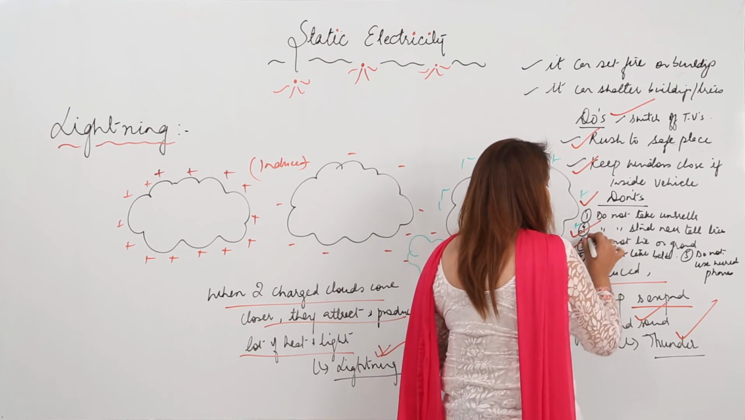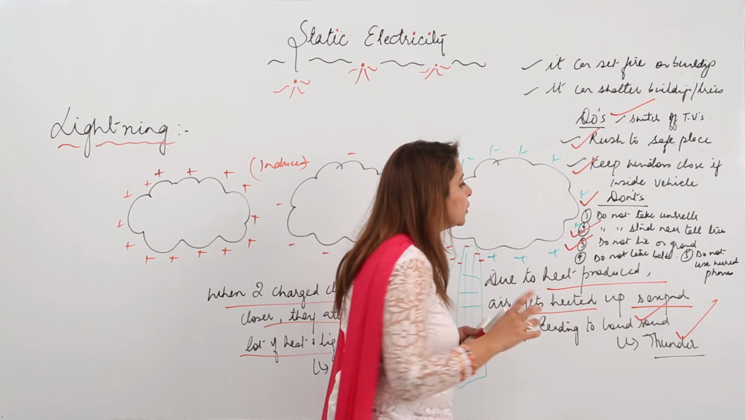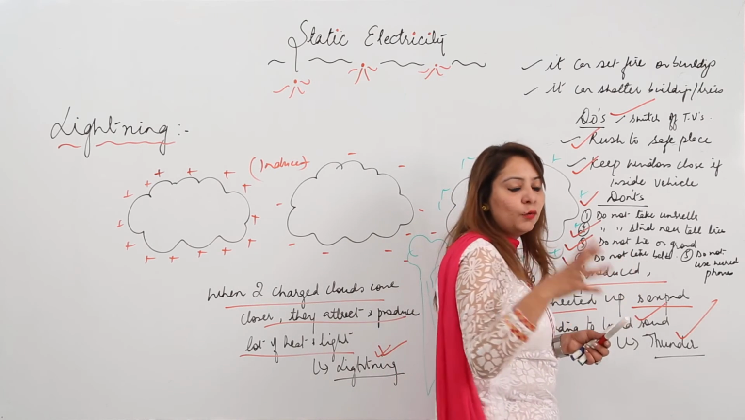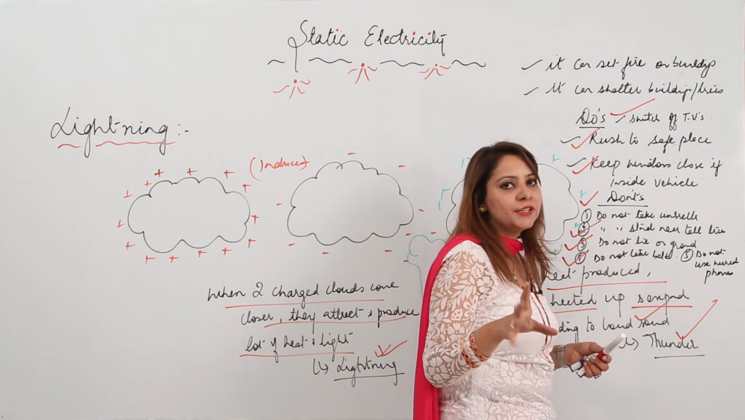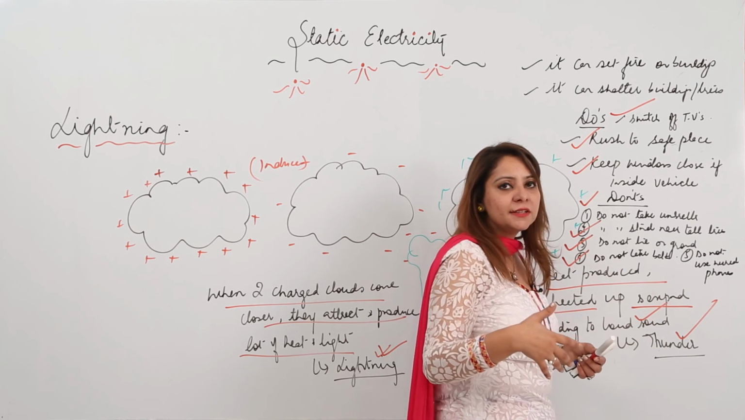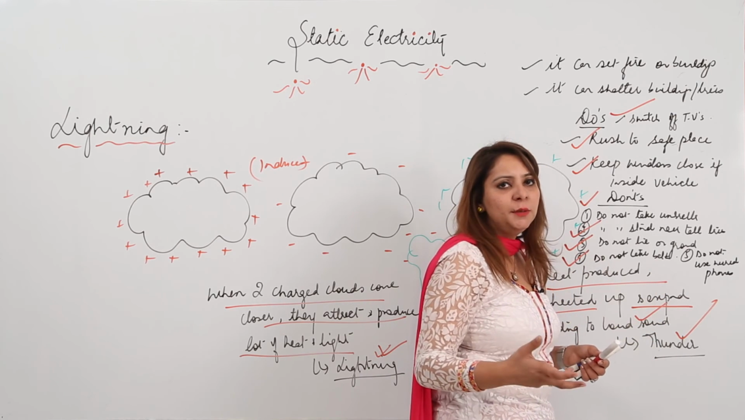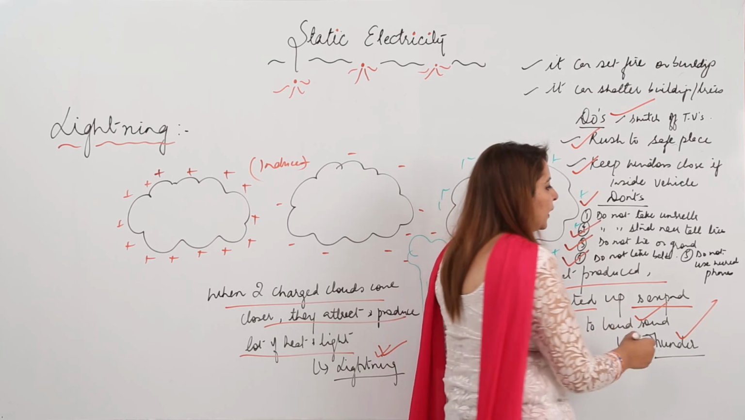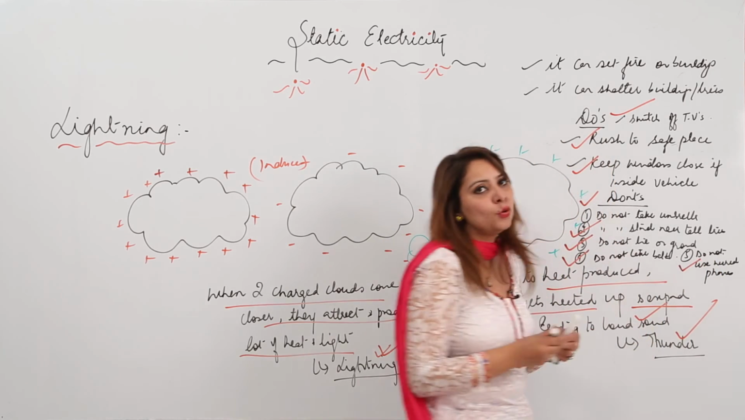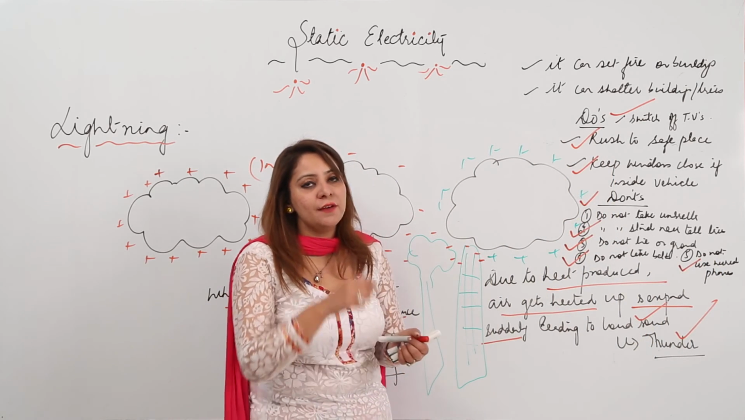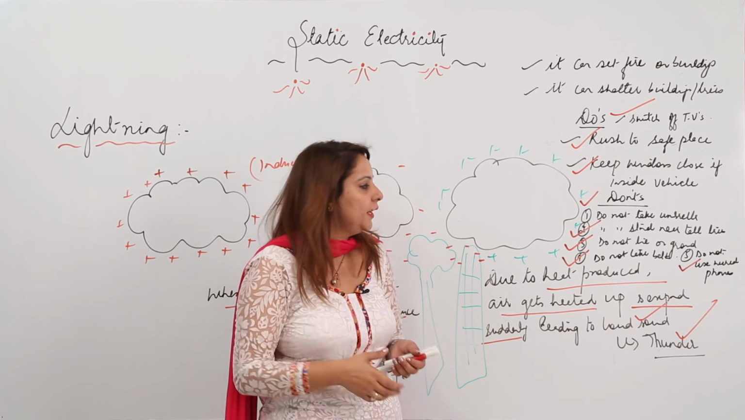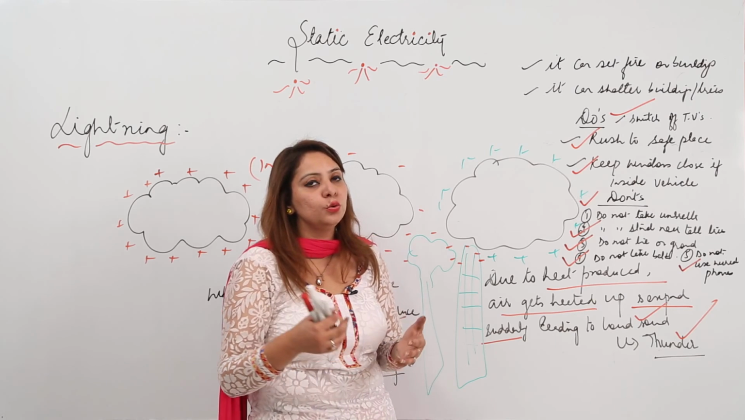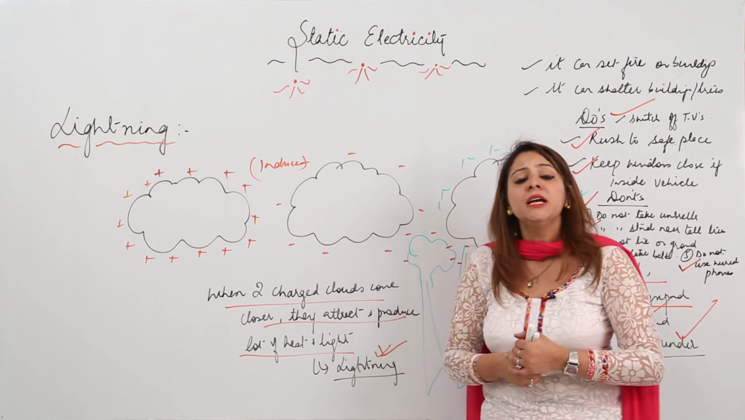Do not lie on the ground. Do not take a bath when there is a thunderstorm. Avoid contact with running water, because we know that water is a good conductor. The water which you get at home is not distilled water, it has many minerals, so it is a good conductor. And do not use wired phones, because they have conductors, so that can be dangerous again. So these are the do's and don'ts which you need to take into consideration during the thunderstorm.